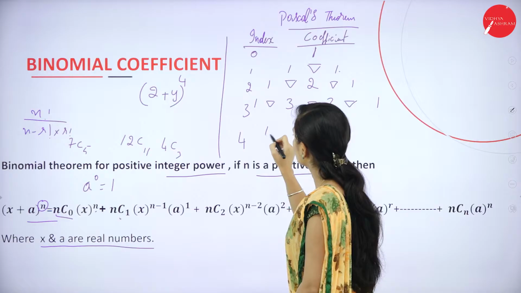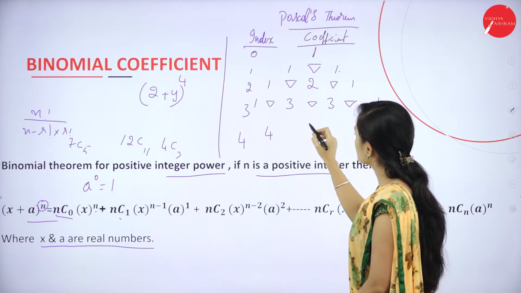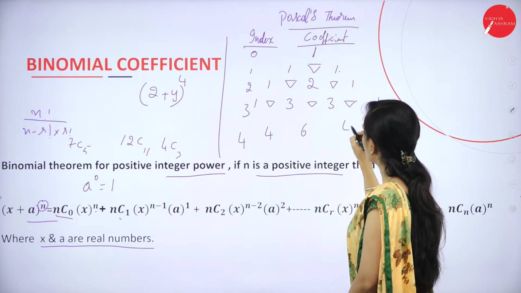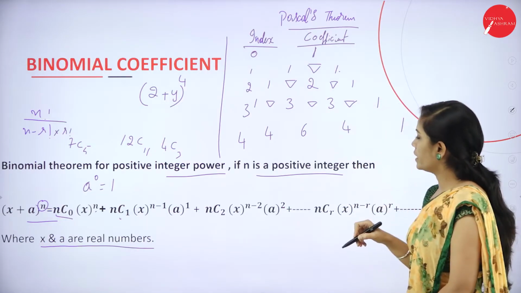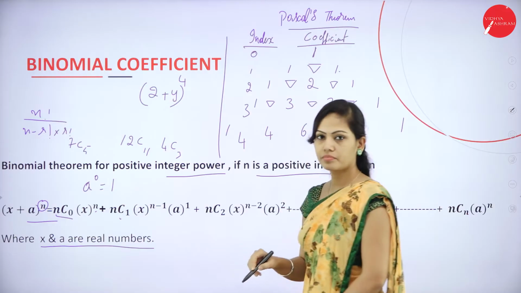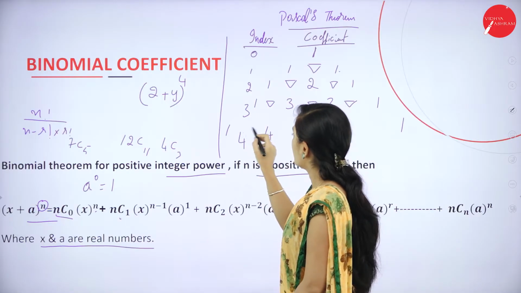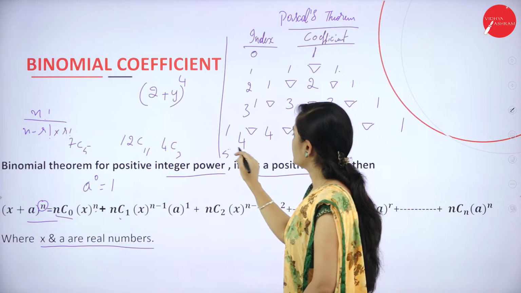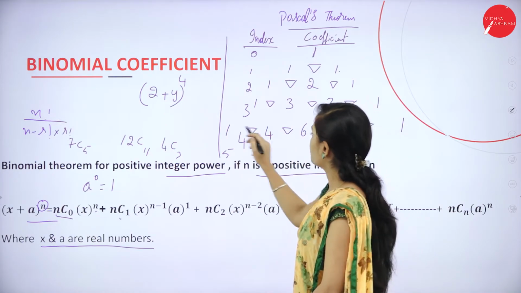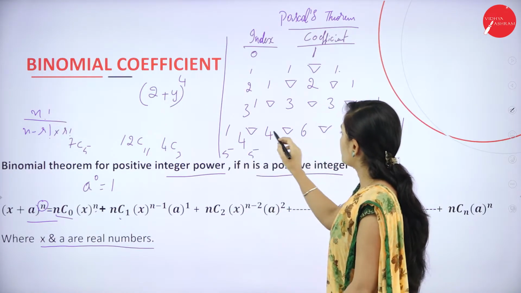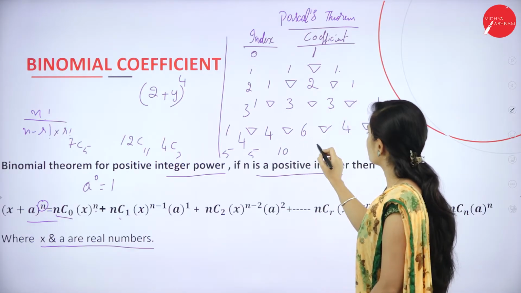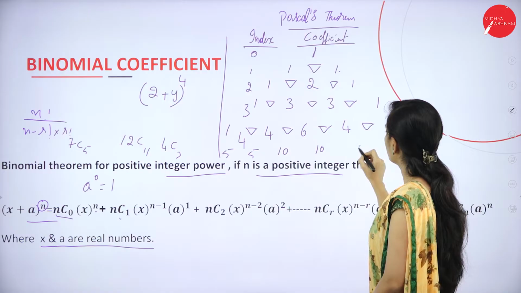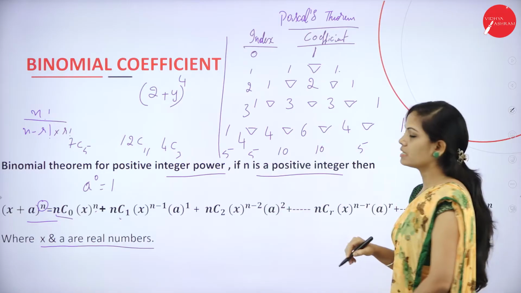Again I apply the same rule: 3 plus 1 is 4, 3 plus 3 is 6, 3 plus 1 is 4. As it is, I write 1 at each end. Then again I apply Pascal's theorem for index value 5: 4 plus 1 is 5, 4 plus 6 is 10, 6 plus 4 is 10, 4 plus 1 is 5. Again, as it is, I write 1.